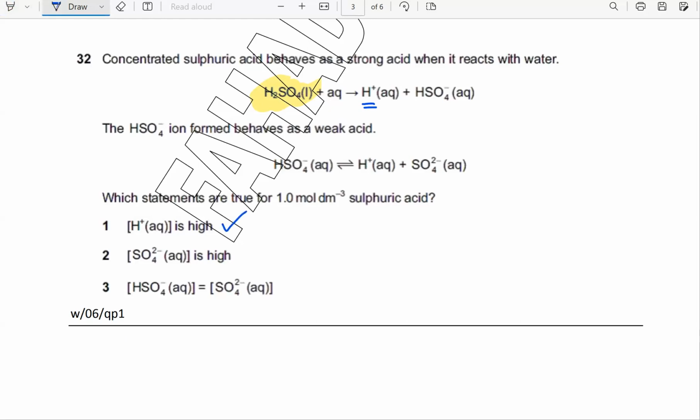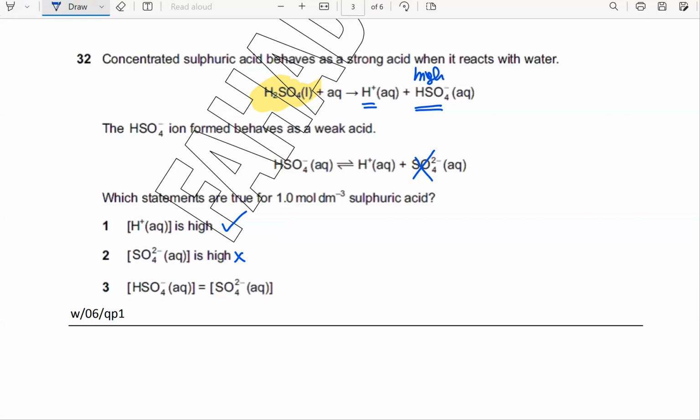Is the concentration of sulfate ions going to be high? No. So the concentration of HSO4 minus ions is going to be high. I mean, both of these concentrations would be high, but the HSO4 minus does not dissociate, so there's not going to be a lot of sulfate ions. So that's wrong.